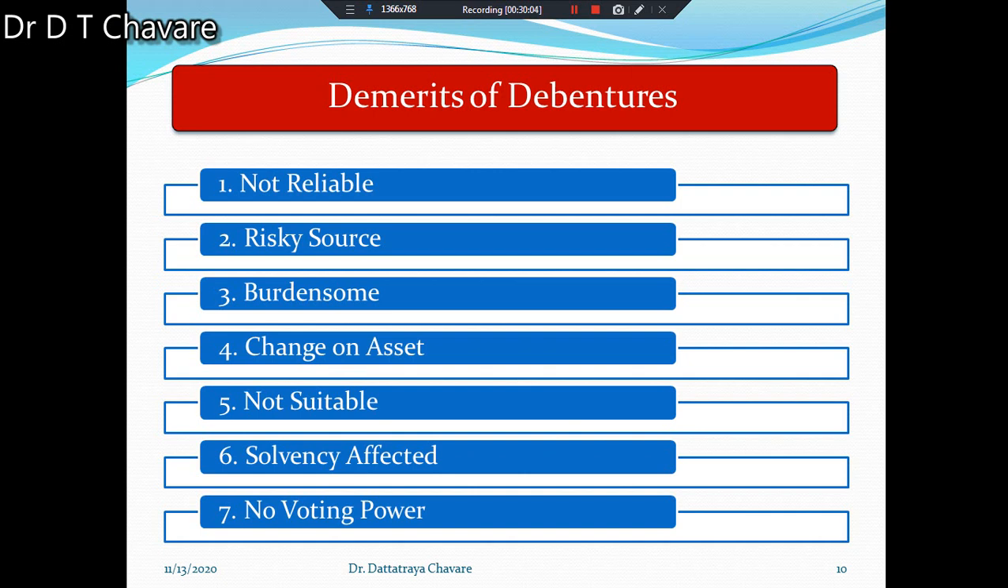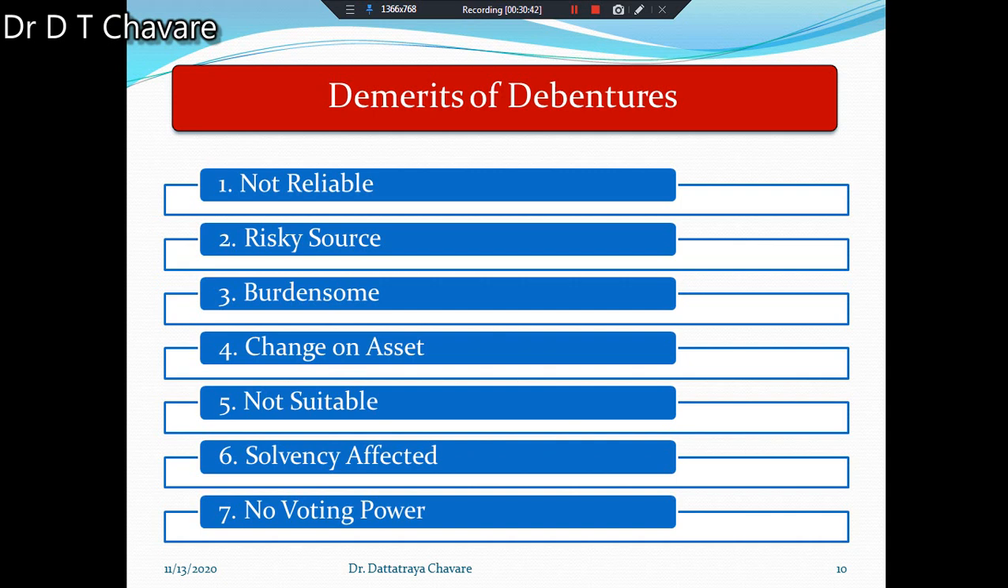Try to understand. Then another demerit is not suitable. A company with a low proportion of fixed assets to total assets will not find itself in a favorable position to issue debentures. It means that a company which does not have a proper proportion of fixed assets cannot issue debentures. It has no sufficient security to offer the debenture holders, and that is another demerit of the debentures.